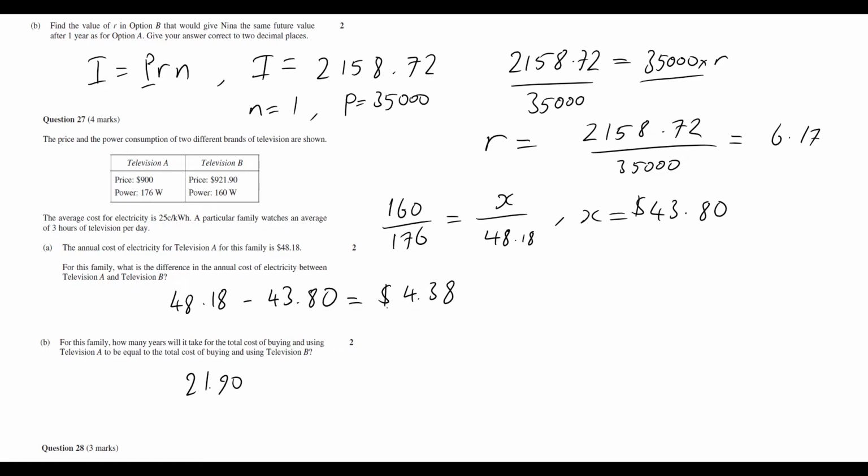So what we're going to do is we're just going to go ahead and divide that difference in the price by the savings per year of $4.38. And we find that that is equal to 5 years on the dot. And that's how long it would take them for it to be an equal cost. Alright, moving on to question 28.